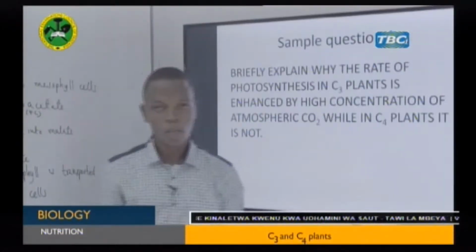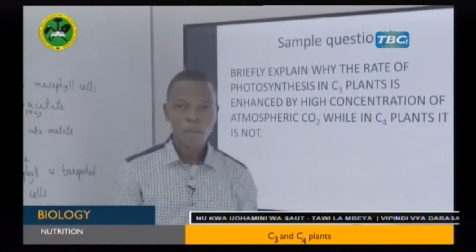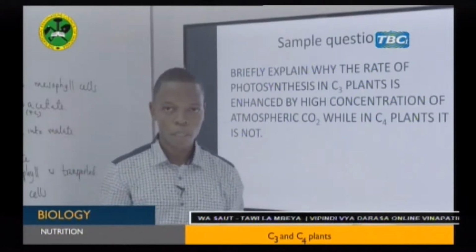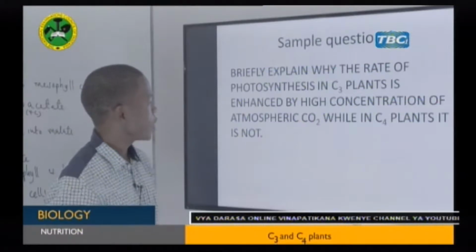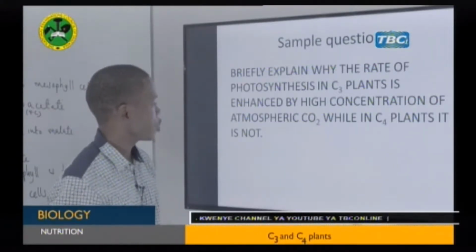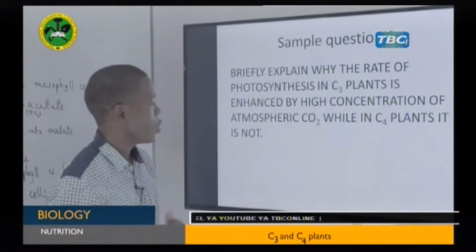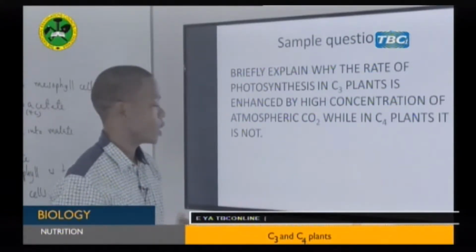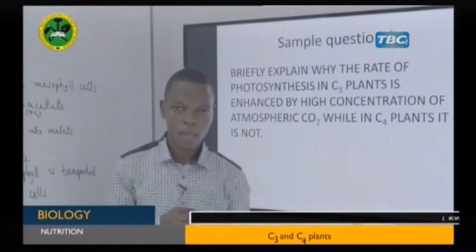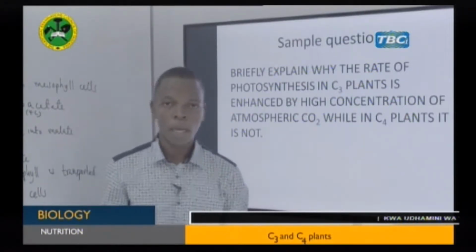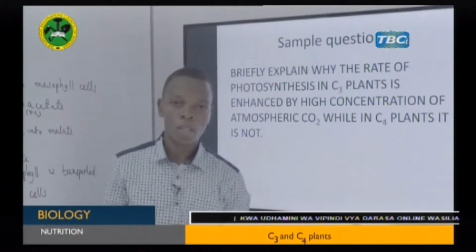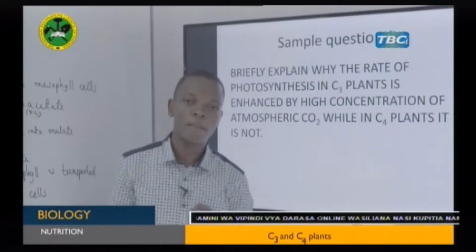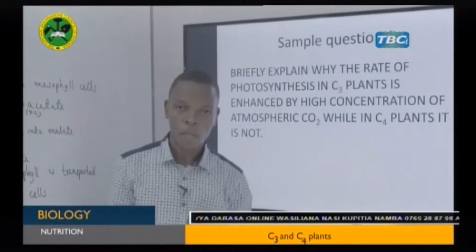Okay, to bring this concept clearly to you, let me take you to some of the sample questions that you may be asked from this part. A sample question number 1 is, briefly explain why the rate of photosynthesis in C3 plants is enhanced by higher concentration of atmospheric carbon dioxide, while in C4 plant it is not. Yes, up to now you know what is C3 plant, what is C4 plant. Actually, increase in carbon dioxide concentration in the atmosphere, it favors the rate of photosynthesis because it increases the efficiency with which the rubisco carboxylase can work on.